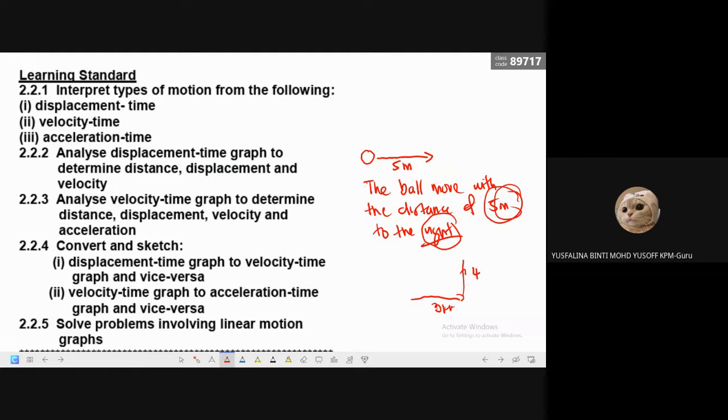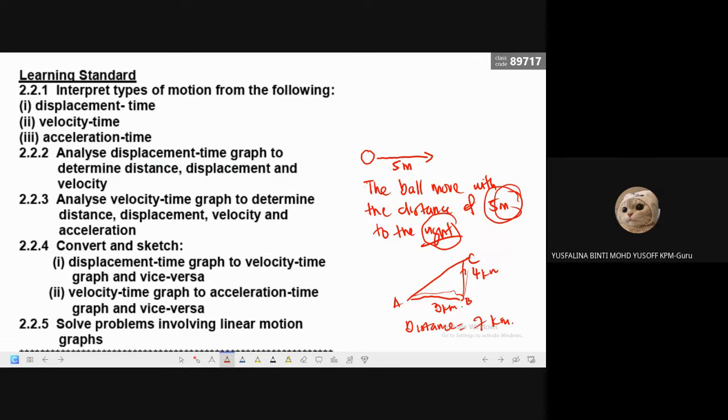Let's say this is A, B, C. Let's say Ali wants to go from A to C, but he has to pass through point B. So what is the distance? The distance is 7 km. From point A to point C, passing through point B, 3 plus 4, you get 7 kilometer.